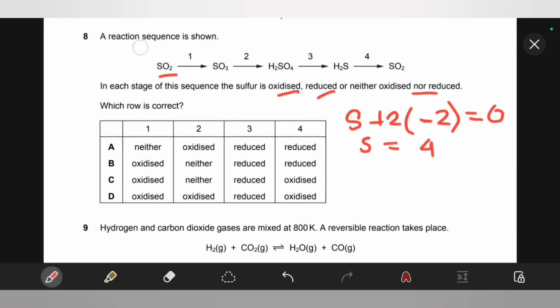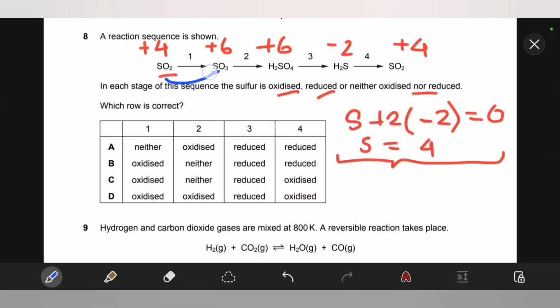So here the oxidation state of sulfur is +4. Just like this method, you can find out the oxidation states of sulfur in all of these compounds, and it would be +6 here and also +6 here. It would be -2 and +4.